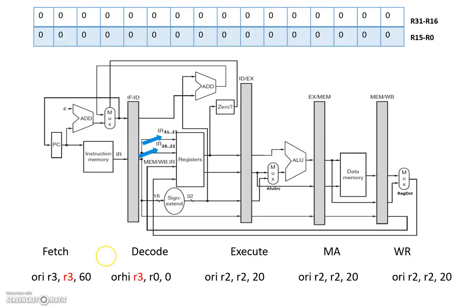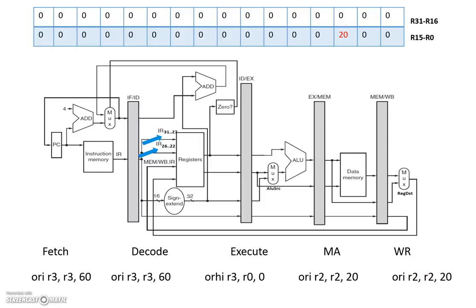Now again, to avoid data hazard, stalling will happen. As you can see over here, register R2 is 0. This is because of the ORHI R2, R0 instruction. So now in this stage, the problem of data hazard will again occur. So stalling must be done.